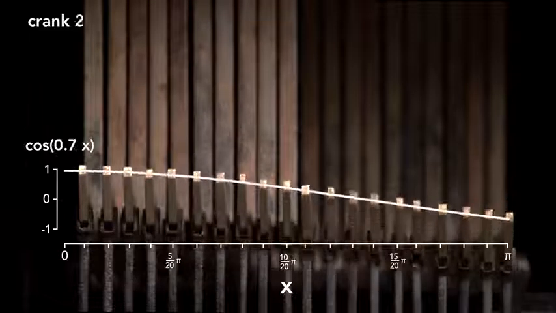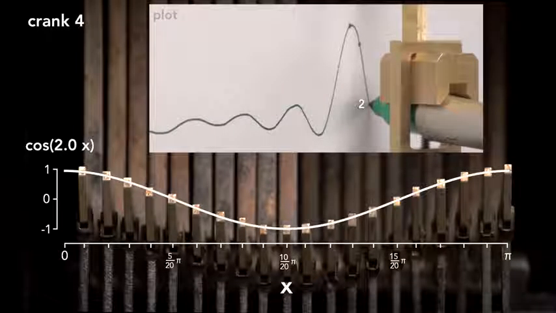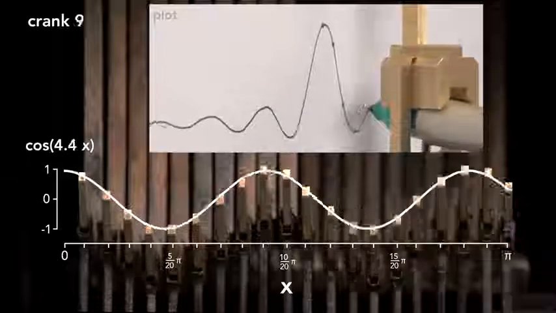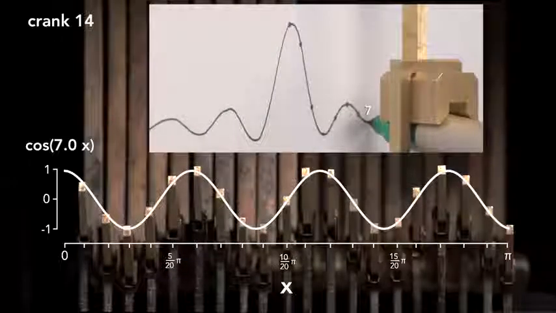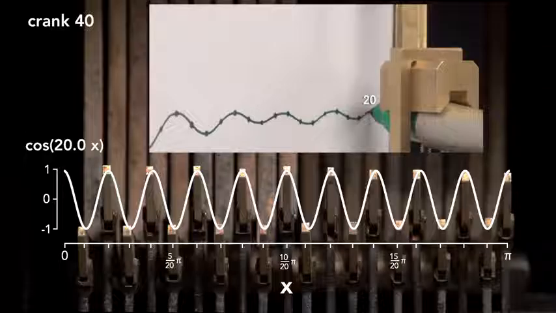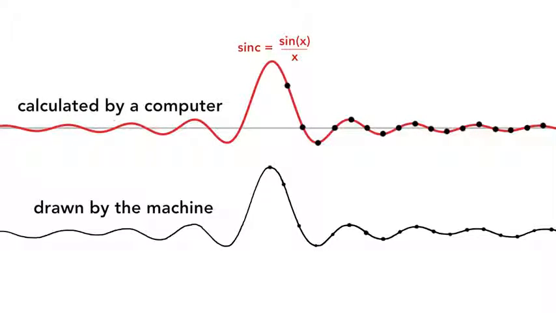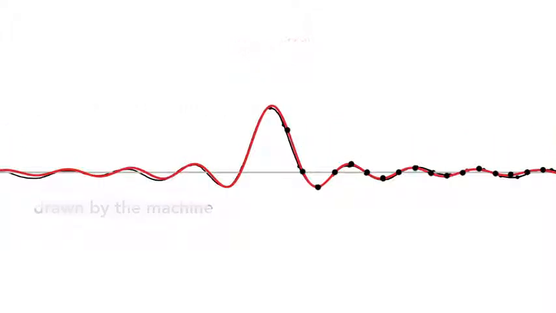Let's rewind and watch the plot and the rocker arms simultaneously. If we pause briefly at every second crank, a point is marked on the function. We create a total of 20 points. If we look at the output from the machine and compare it to a sinc calculated by a computer, we see that they are very similar.